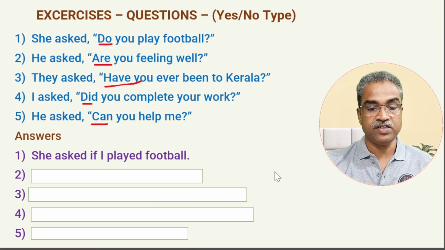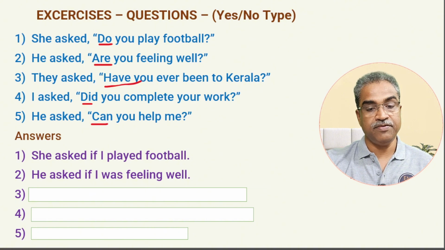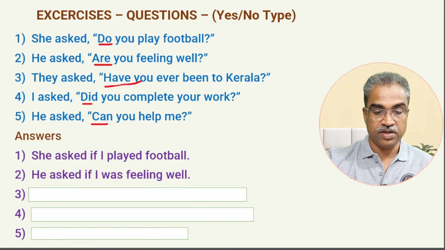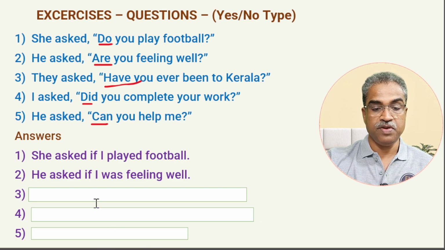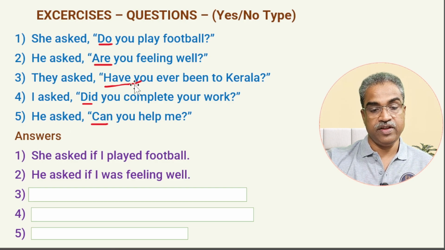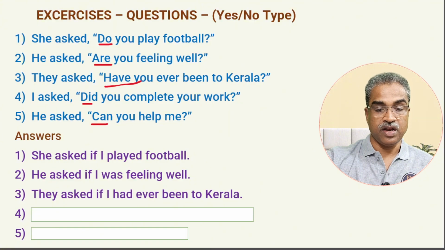Okay, next: he asked, "Are you feeling well?" Easy. He asked if I was feeling well. "Are you feeling well?" Present continuous changes into past continuous. Next, they asked, "Have you ever been to Kerala?" They asked me whether or if. "Have you ever been?" Which tense is that? It is present perfect. Now we change it into past perfect. They asked if I had ever been to Kerala.